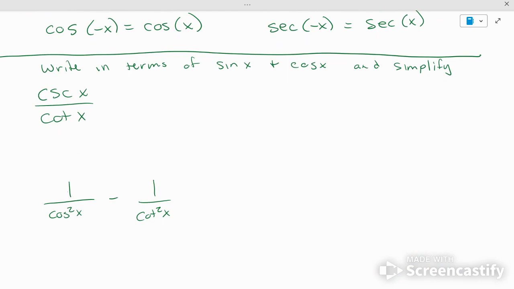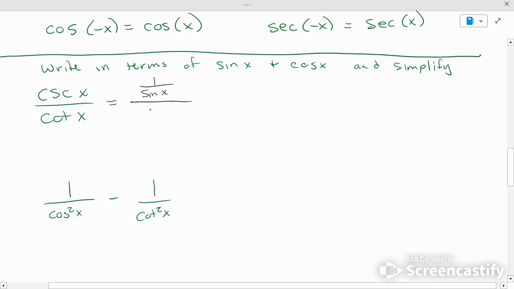The first half of today, what we're doing is we're changing things in terms of sines and cosines and simplifying them. Because sine and cosine are our basic functions. If we can turn things into sines and cosines, then we can manipulate them the way we need to. So from our note card, what is cosecant of x equal to? 1 over sine of x. And what is cotangent equal to? It's 1 over tangent, but that's not in terms of sines and cosines. There's one that turns it into sines and cosines. It's cosine of x over sine of x.